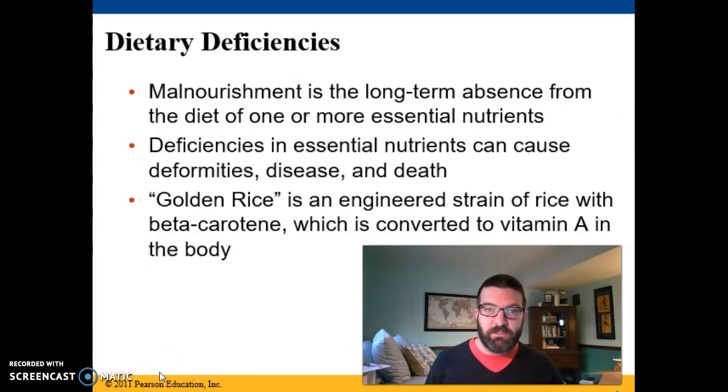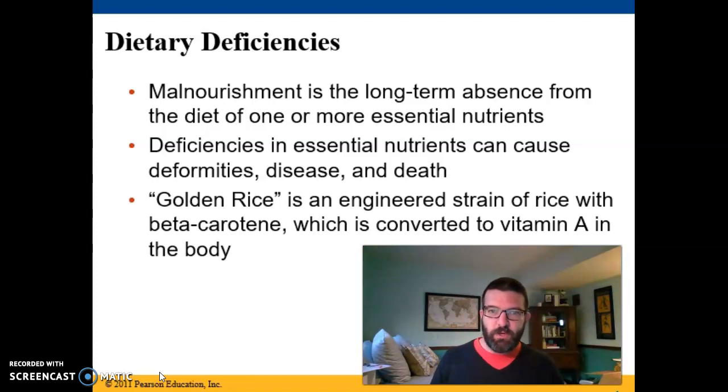Typically in the United States, dietary deficiencies are rare, so most of us don't need to take vitamins. Occasionally we do, right? There are some people who have certain vitamin D or B deficiencies. If you're pregnant, folic acid, which is a type of vitamin B, is probably something you should supplement in your diet. But for the most part, we get plenty of these micronutrients in our diet.